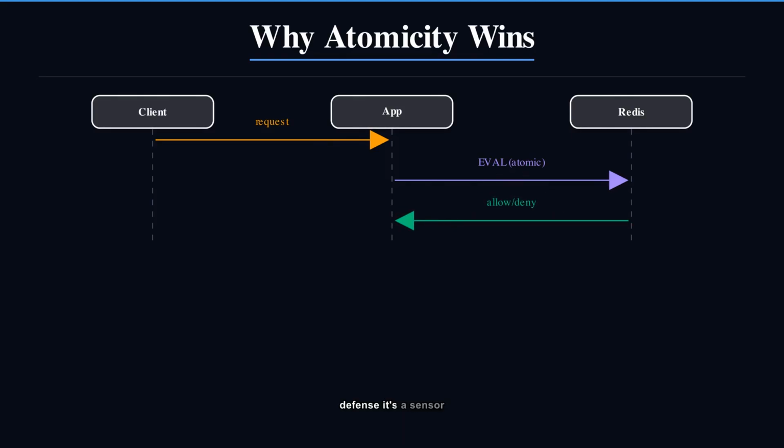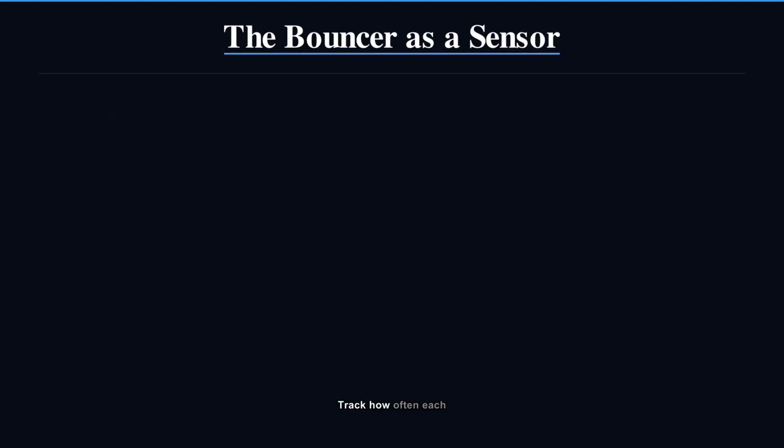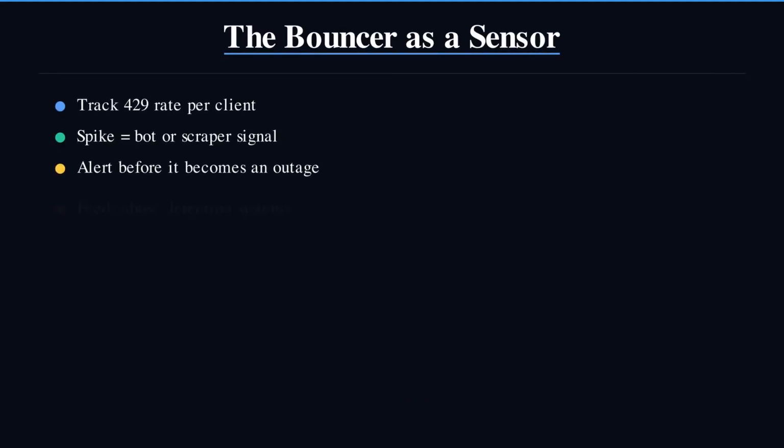Rate limiting isn't just defense, it's a sensor. Track how often each client hits the ceiling. A sudden spike in 429s from one IP is often the first sign of a bot, scraper, or compromised API key, long before it becomes a headline outage.